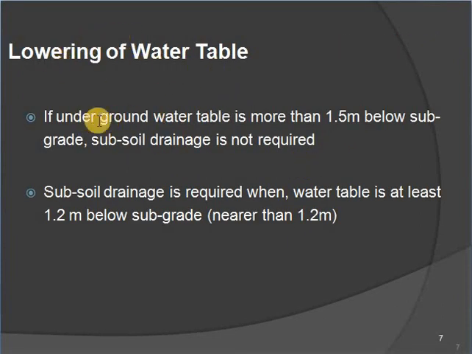Lowering of water table: if the underground water table is more than 1.2 meters below subgrade, subsoil drainage is not required. Subsoil drainage is required when the water table is nearer than 1.2 meters to the subgrade. So we have to provide the subsoil drainage only when it is nearer to 1.2 meters. If it is 1.4 meters below subgrade, then there is no need of subsoil drainage.